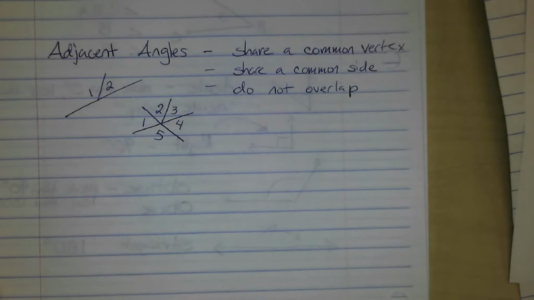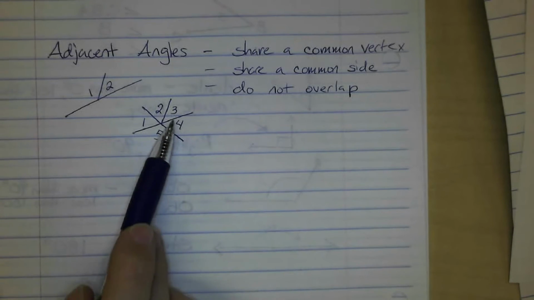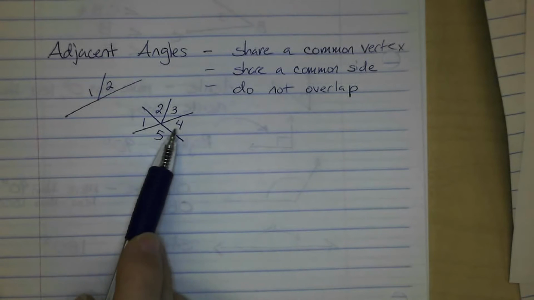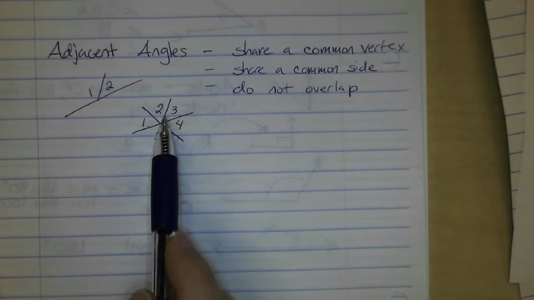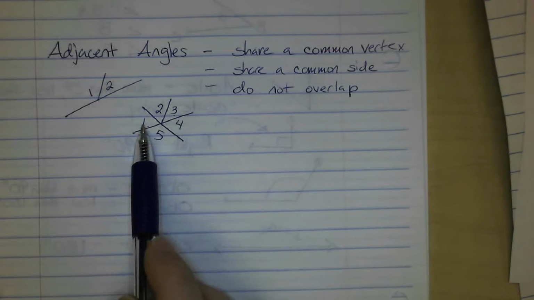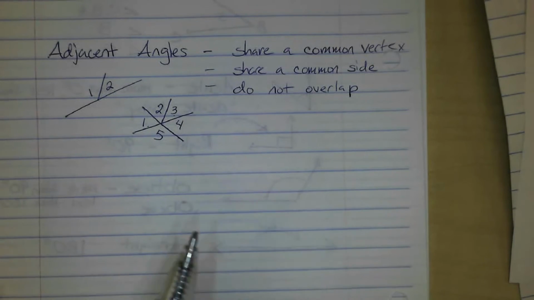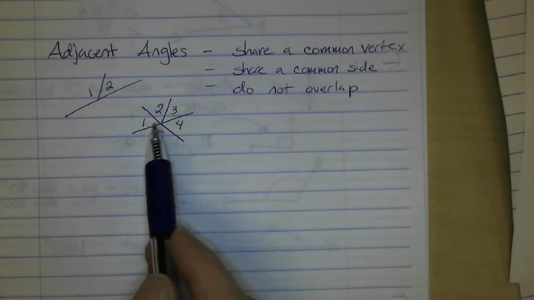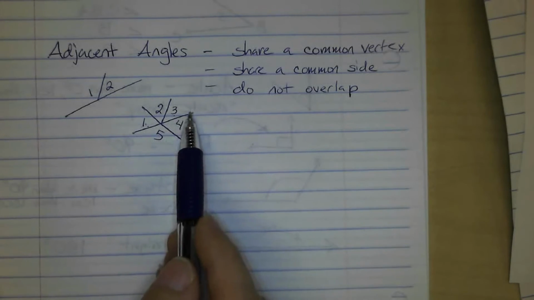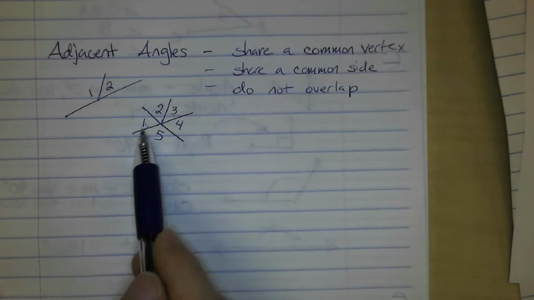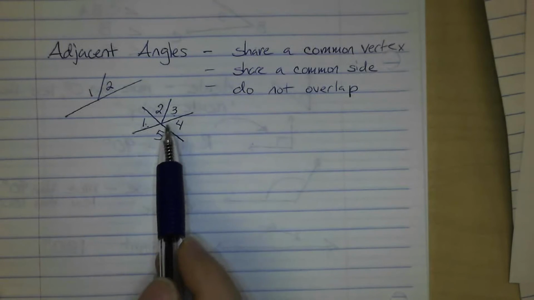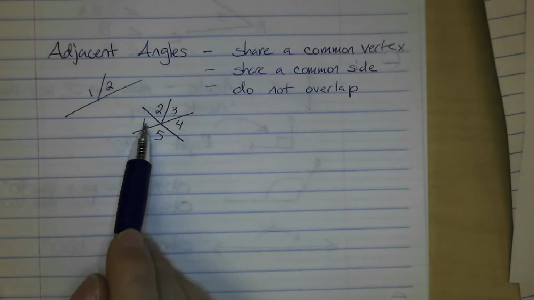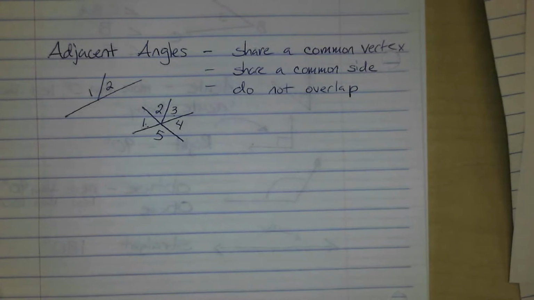In this picture, angles 1 and 2 are adjacent, angles 2 and 3 are adjacent, 3 and 4 are adjacent, 4 and 5 are adjacent, 5 and 1 are adjacent. Angles 1 and 3 are not adjacent. See the difference? Also, while we're looking at this picture, angles 1 and 4 are vertical because they're formed by two lines intersecting and they're opposite. Angles 2 and 5 and 3 and 5 are not vertical, just angles 1 and 4 in this picture.